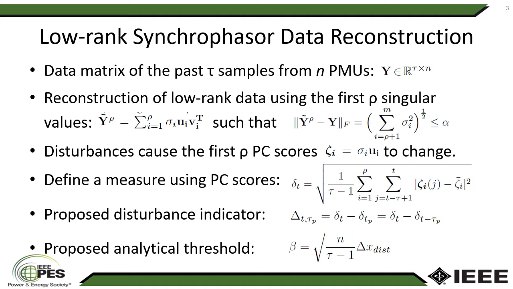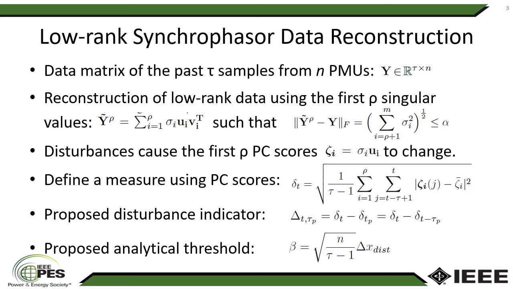So to explain the proposed method, given a tau by n data matrix, where tau is the number of past samples and n is the number of PMUs, we can reconstruct the low-rank data using singular value decomposition. Sigmas are the singular values, and U and V are the left and right singular vectors. We call the product of sigma and U the PC scores of the data. We also notice that Y tilde, reconstructed only by the first rho larger singular values, is very close to Y, with the Frobenius norm of their difference smaller than a threshold named alpha, given by the norm of the noise.